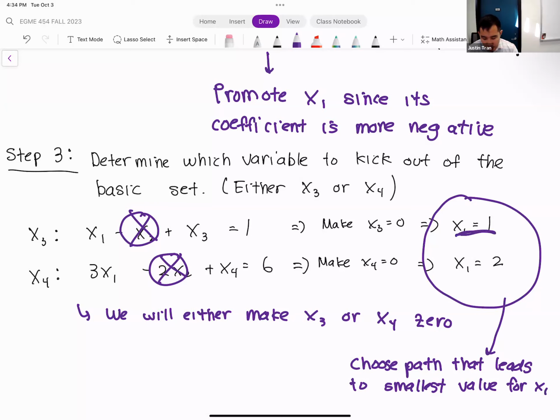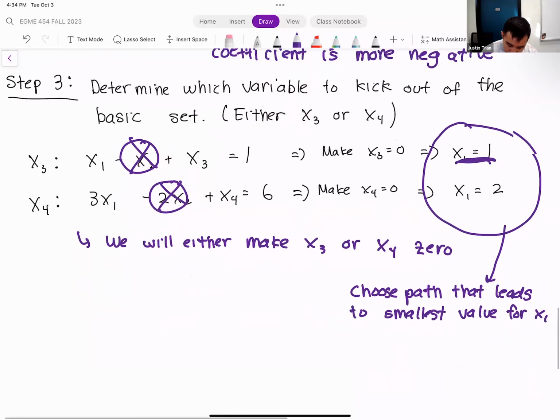And so in this case, it's going to be the top path: we're going to set x3 equal to 0 and x1 equal to 1. Because imagine that we pick the second path of setting x4 equal to 0 and x1 equal to 2. If x1 is equal to 2, and we plug that into our top expression, then our equation is going to be 2 plus x3 is equal to 1. We subtract 2 from both sides, and we get x3 is equal to minus 1, which is going to violate our constraint of having non-negative values. And so the only one here that makes it work is the first path.